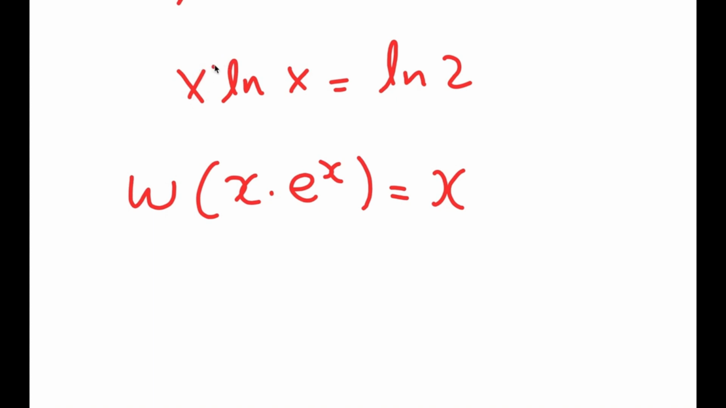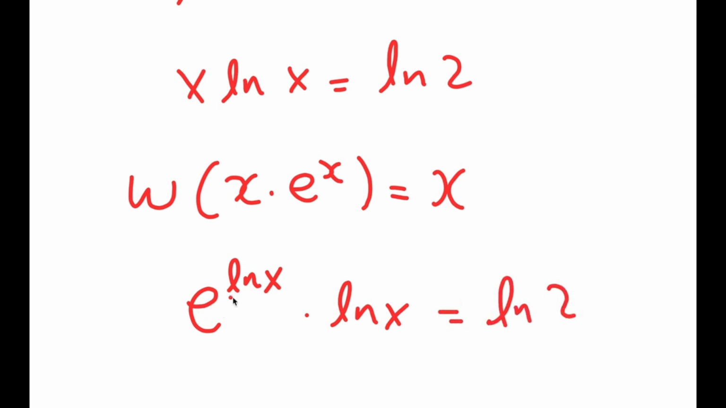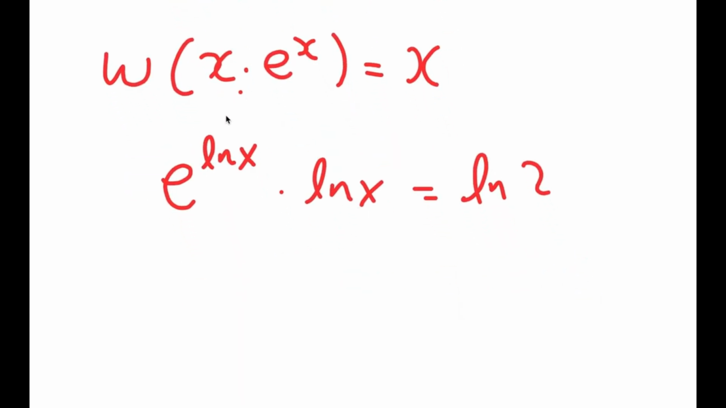I'm going to rewrite x as e to the power of ln x, because e to the power of ln x is equal to x. The ln and e cancel out. And now, x in this case is ln of x. So I have ln of x times e to the power of ln x. And now I can use the Lambert W function on both sides.